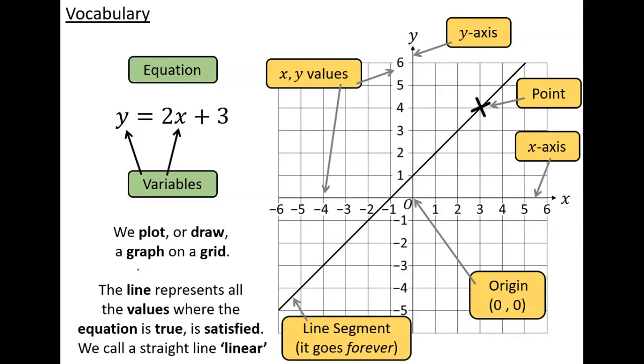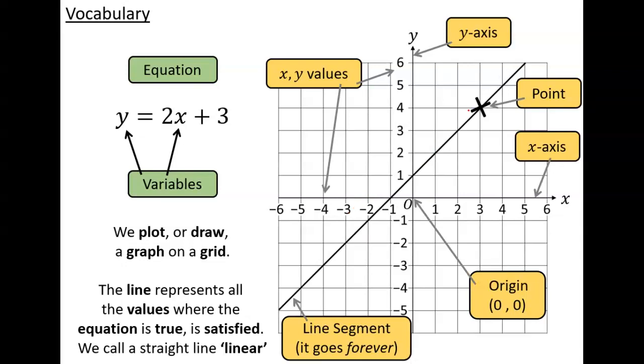So we plot or draw a graph on a grid. This is what you might refer to as graph paper. So we draw our graphs on a grid. The line represents all the values where the equation is true. So this is just all the points. There's a bunch of points on this graph. There's an infinite amount of points. And all of these points, all of these values, is where the equation is true. So it satisfies it.